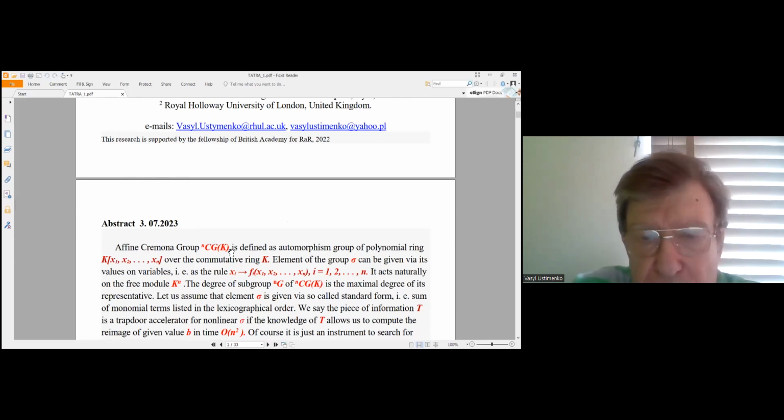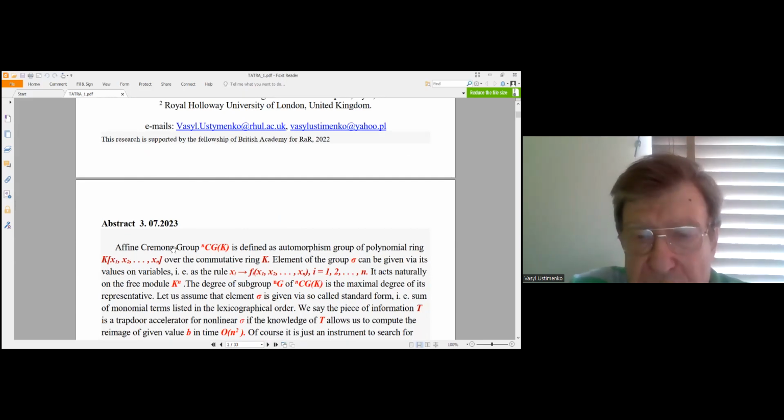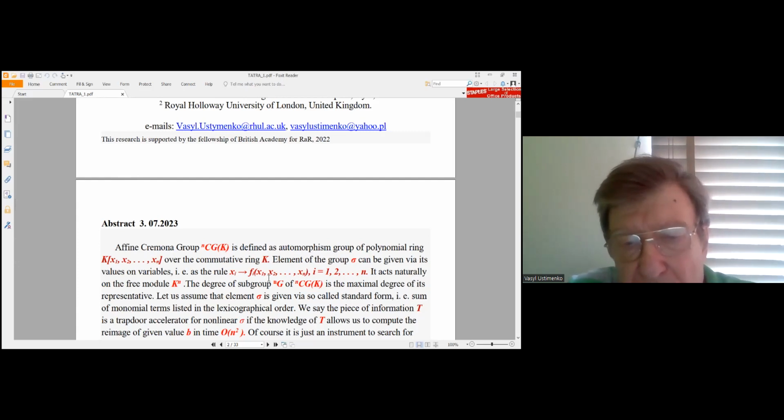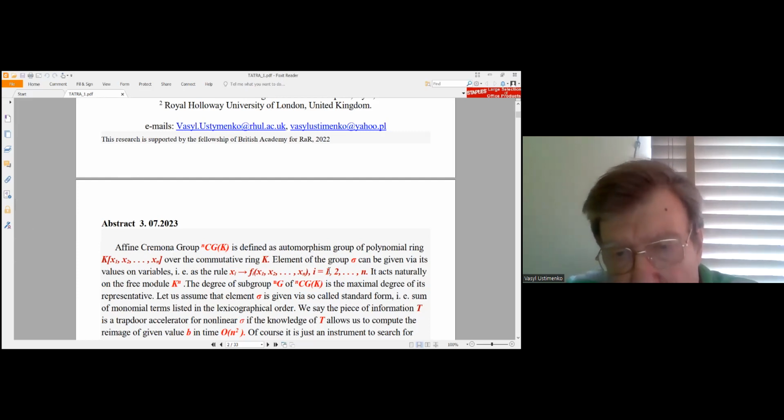It's an affine Cremona group. It's defined as the automorphism group of polynomial ring k[x1, x2, ..., xn], where k is an arbitrary commutative ring with unity. So each automorphism could be given via its values on variables: sigma maps xi to fi(x1, x2, ..., xn), where fi is some polynomial. So we will think that this standard form for presentation of the automorphism will be kept further.